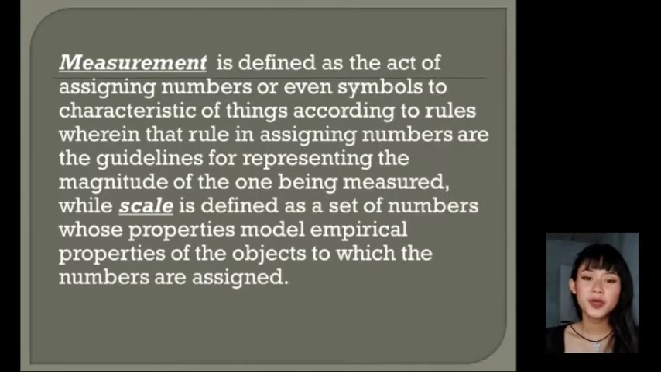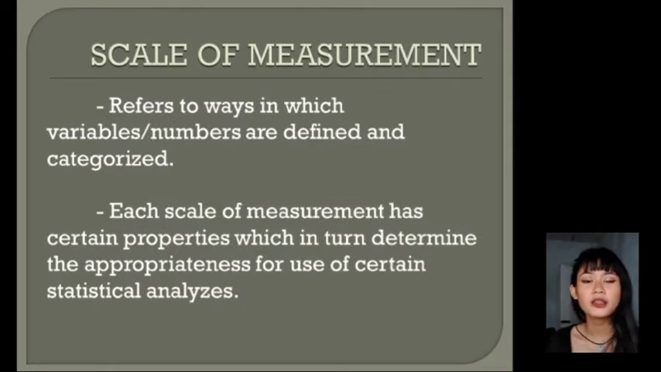I'll be presenting our topic, which is Chapter 3, a Statistics Refresher. When we speak of measurement, it is defined as the act of assigning numbers or even symbols to the characteristics of things according to rules. When numbers are assigned, these are the guidelines to represent the size of what is being measured. On the other hand, scale is defined as a set of numbers whose properties model the empirical properties of the object to which the numbers are associated.